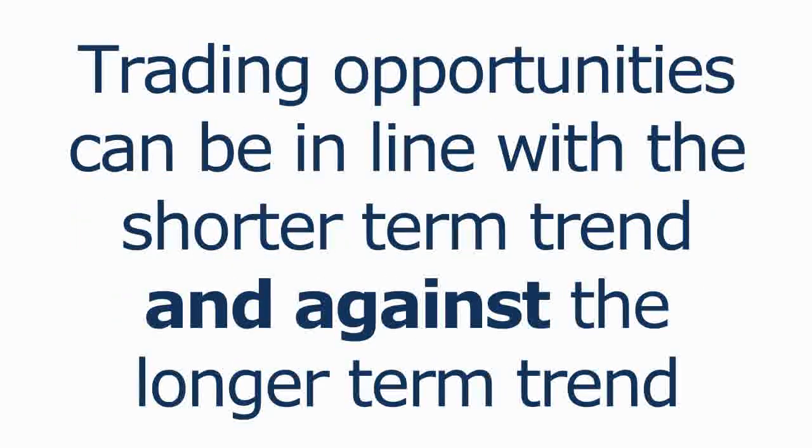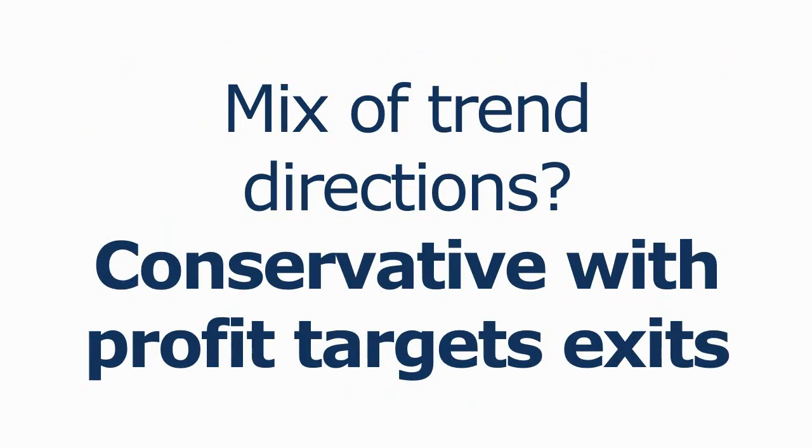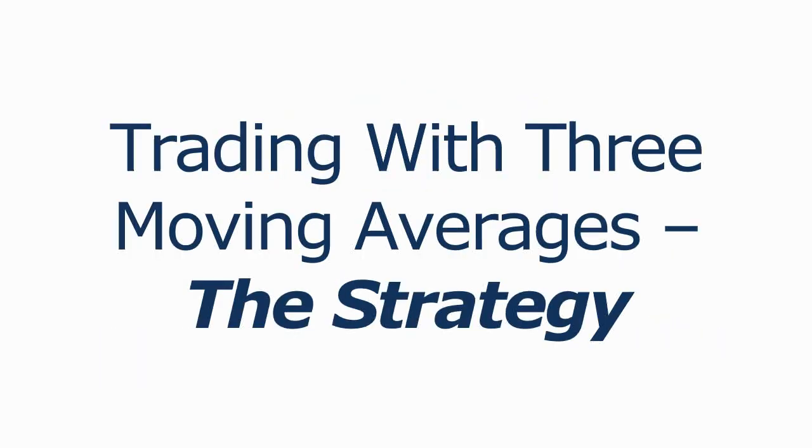And there can be trading opportunities in line with the shorter-term trend and against the longer-term trend direction. That's counter-trend trading. And when we get a mix of trend directions, we can be a little bit more conservative with profit targets, and we have to exit when we face adverse price action. So here's the strategy for trading with 3 averages.